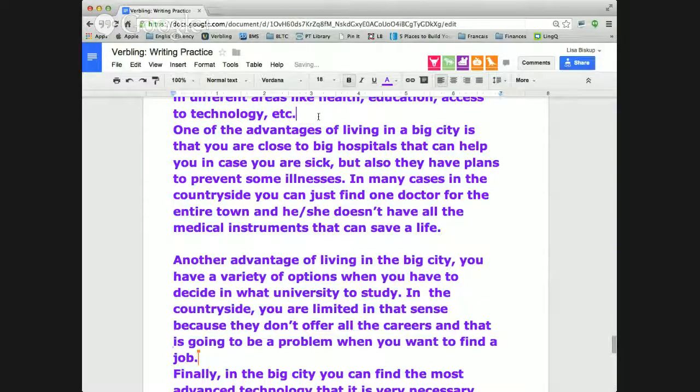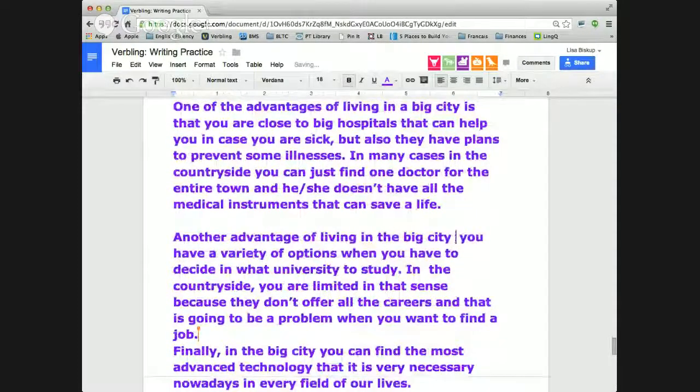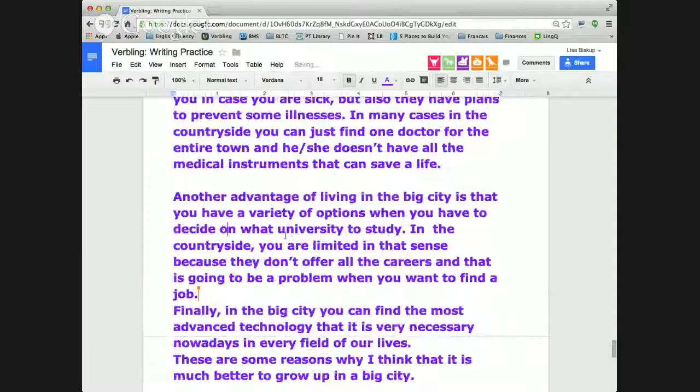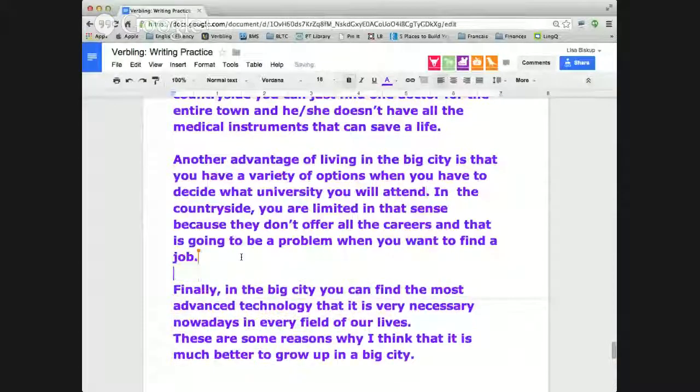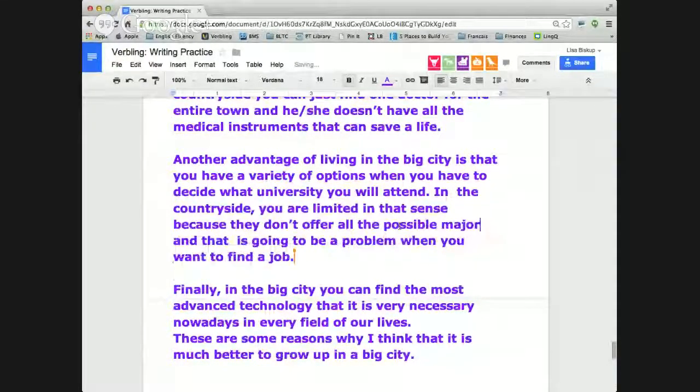Another advantage of living in the big city is that you have a variety of options when you have to decide what university you will attend. In the countryside, you are limited in that sense because they don't offer all the careers, and that is going to be a problem when you want to find a job. I would say all the possible majors or career trainings, maybe.